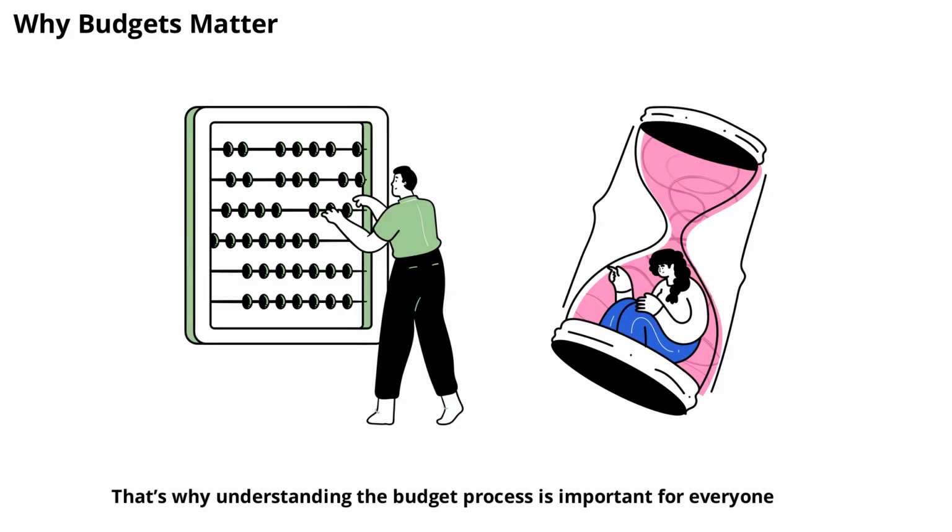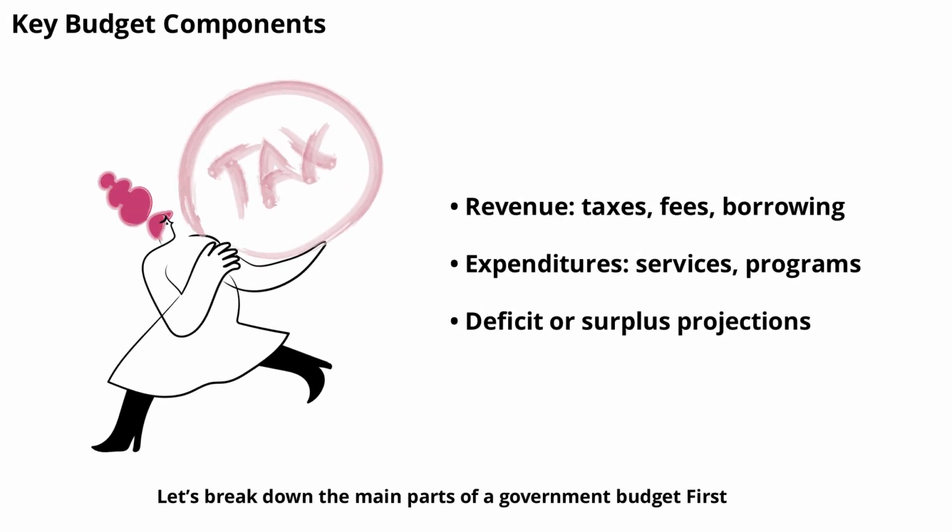That's why understanding the budget process is important for everyone, not just politicians or economists. It helps citizens see how their tax money is used and empowers them to participate in public discussions about spending priorities. Let's break down the main parts of a government budget.